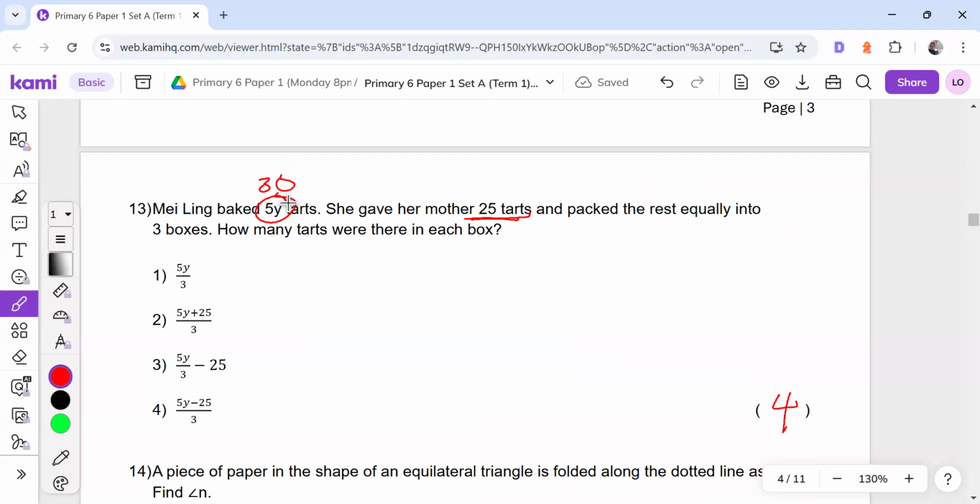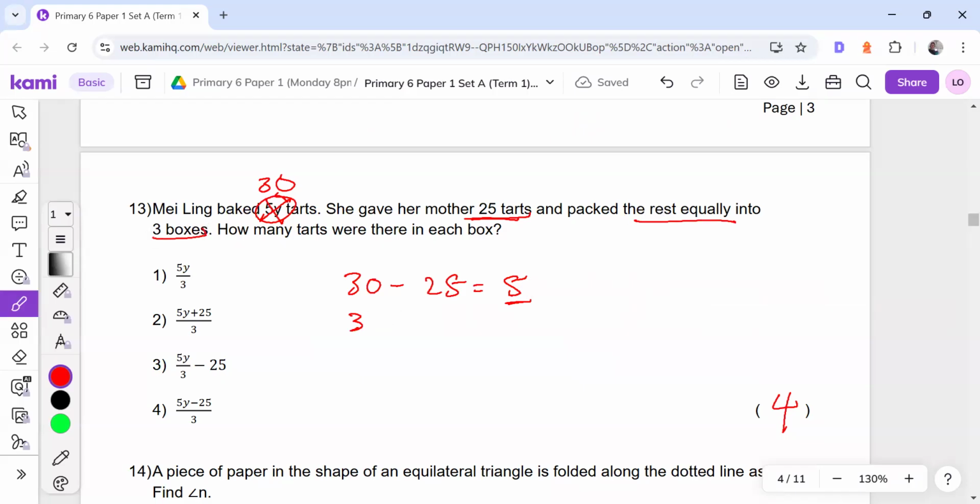All right, so let me ask Aubrey. First step, primary 3 question already. Don't care about the 5y. First step. The 30 minus 25. Okay, 30 minus 25, you get the rest of the tarts. Second step, Aubrey again. Why never me? It's okay. If you get the answer wrong, never mind. So this is the rest. What do you do with the rest? You pack the rest equally into three boxes, right?